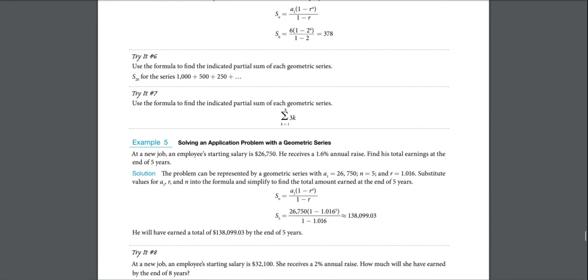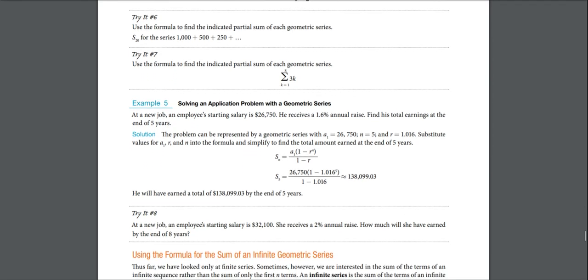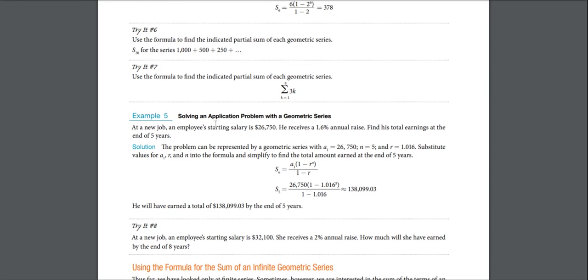And then I do want to talk about this word problem. So at a new job, an employee's starting salary is $26,750. He receives a 1.6% annual raise. Find his total earnings at the end of 5 years. So we want the sum after 5 years. So n is going to be 5.